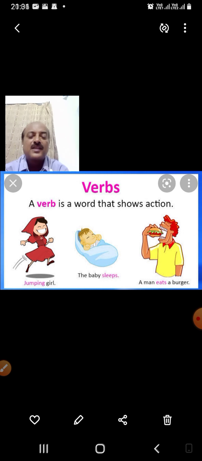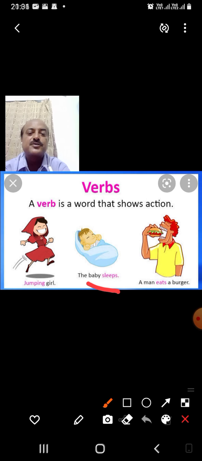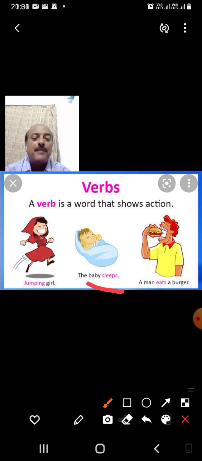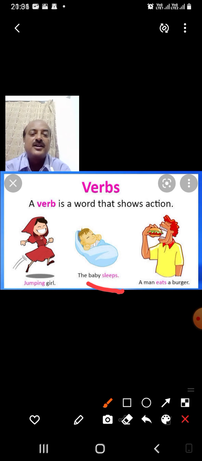The girl is jumping. The baby sleeps. So action is being done. What? The baby is sleeping. A man eats a burger. What does a man do? Eats a burger. So some action is being done by the man. What is he doing? He is eating. The girl is jumping. The baby is sleeping.